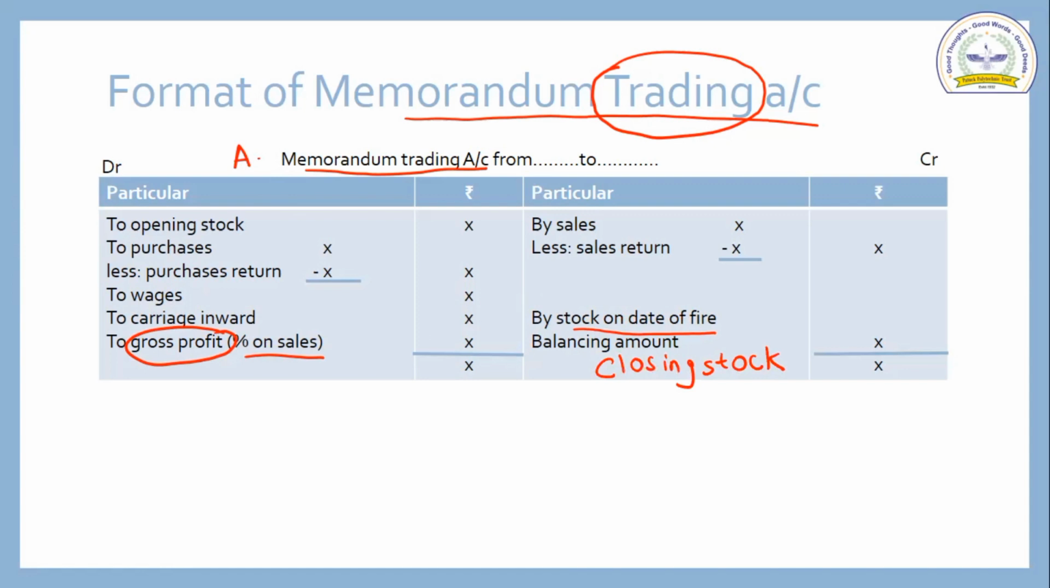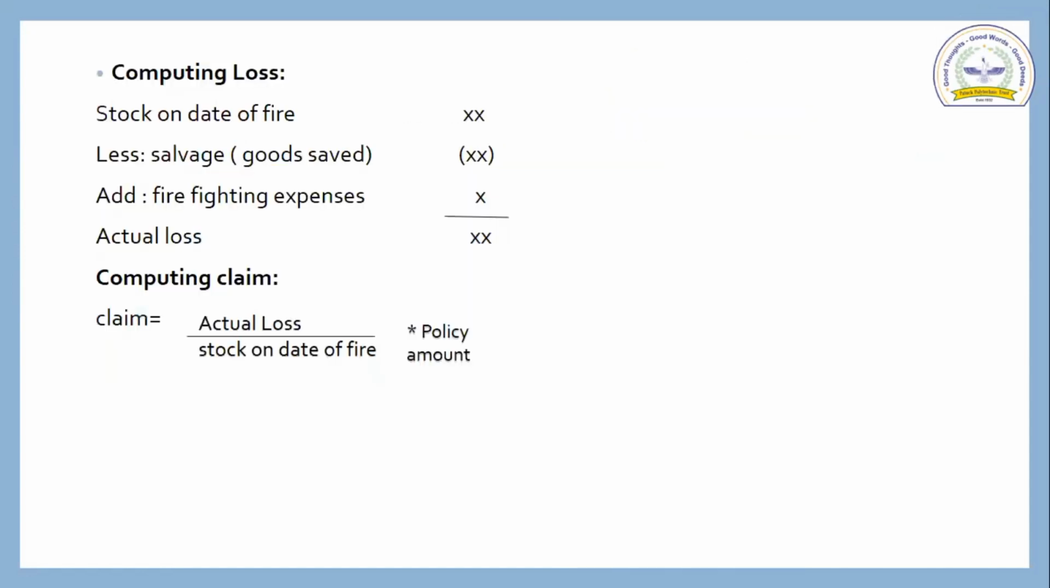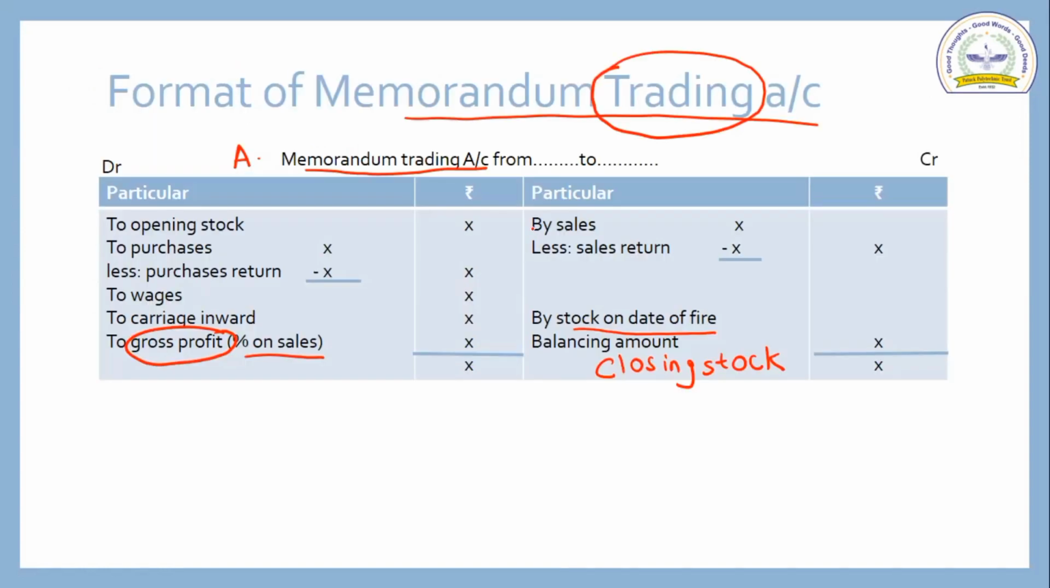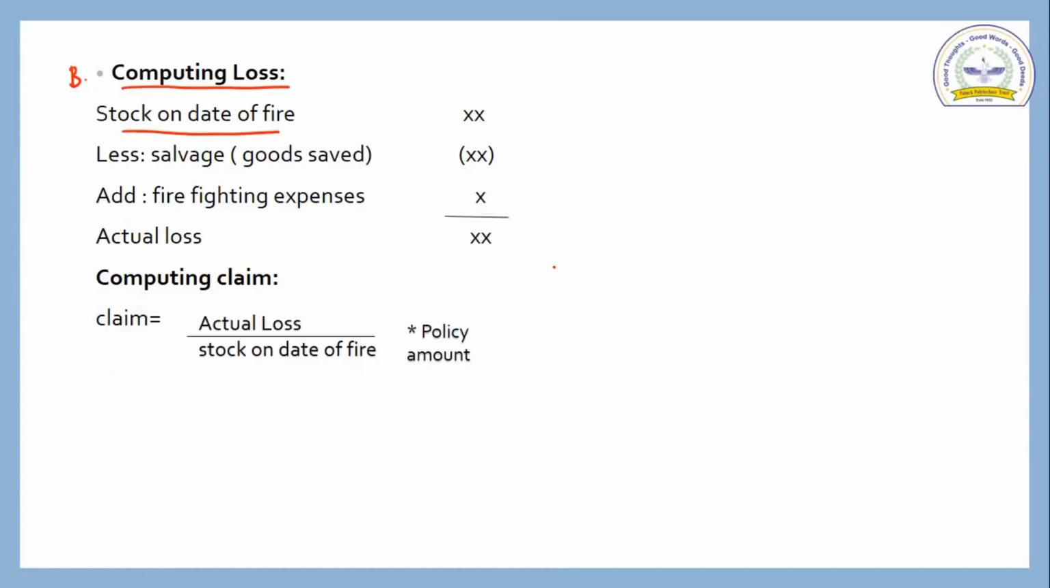First, we will see the memorandum trading account. After that, in the second point, point number B, that is computing loss. These are the main steps. First, you are going to write the stock on the date of fire. This amount you will get from the memorandum trading account.